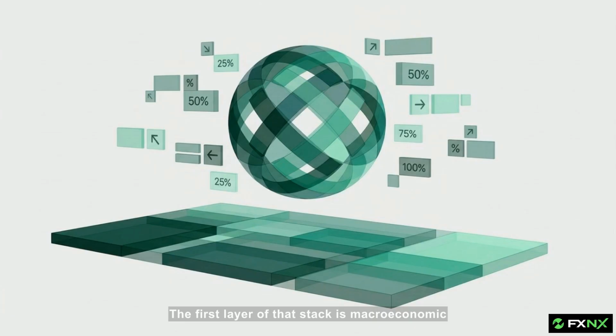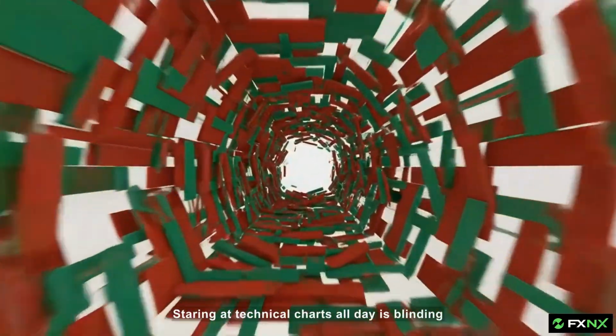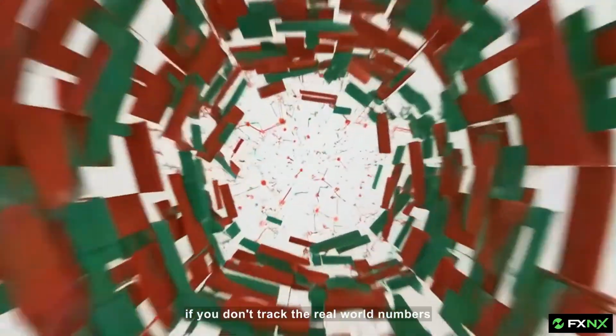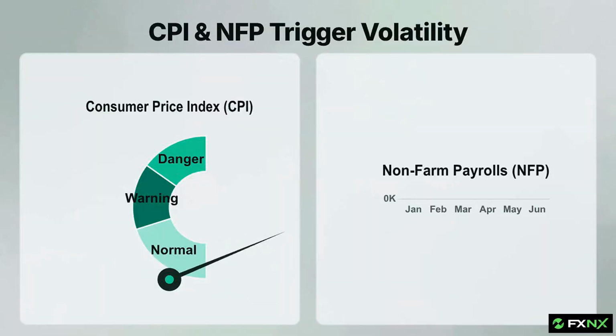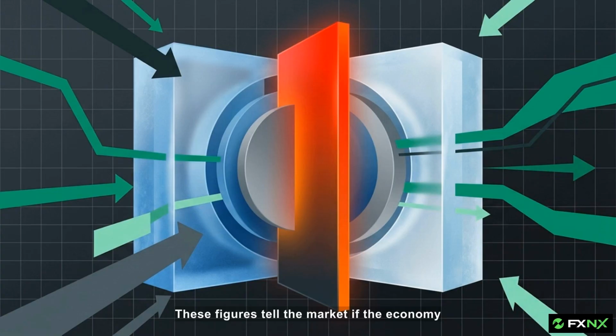The first layer of that stack is macroeconomic data. Staring at technical charts all day is blinding if you don't track the real-world numbers moving those lines. The index reacts violently to two main reports: the Consumer Price Index, or CPI, which measures national inflation, and non-farm payrolls, or NFP, which tracks total job creation. These figures tell the market if the economy is overheating or stalling.